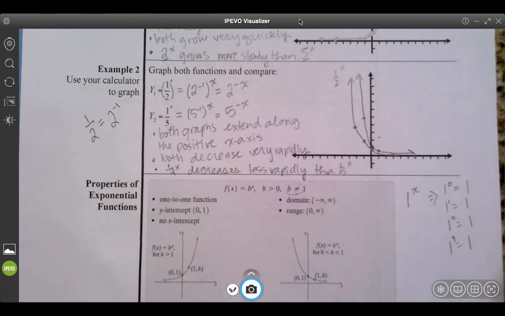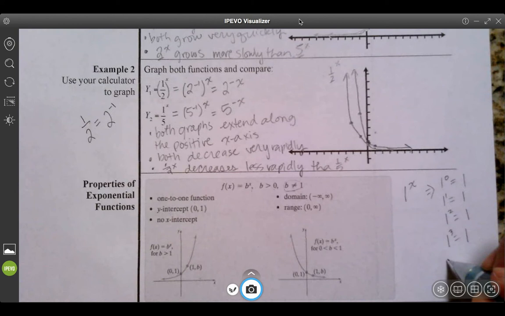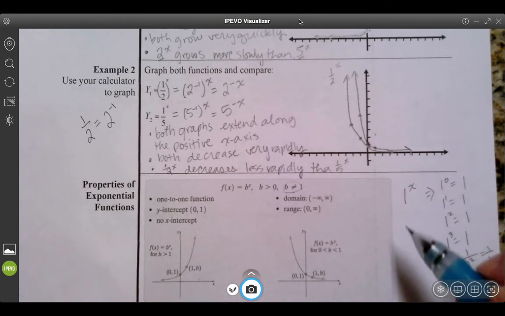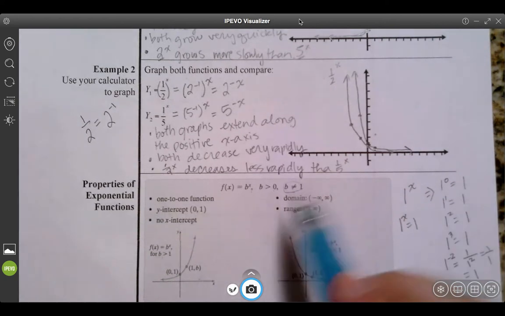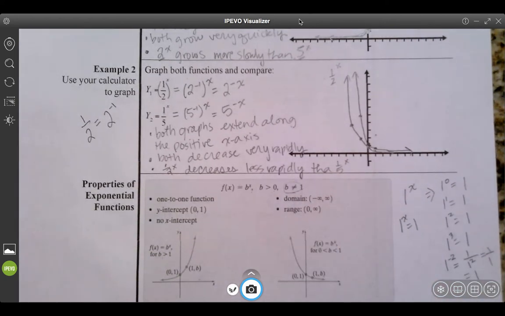So that will happen for any positive number. What about a negative number? 1 to the -2. Well, that's 1 over 1 squared, and 1 squared is 1. So that's also 1. So 1 to any power is just 1. That's why we say we don't care when the base is 1. Okay, it doesn't behave like an exponential function when the base is 1.